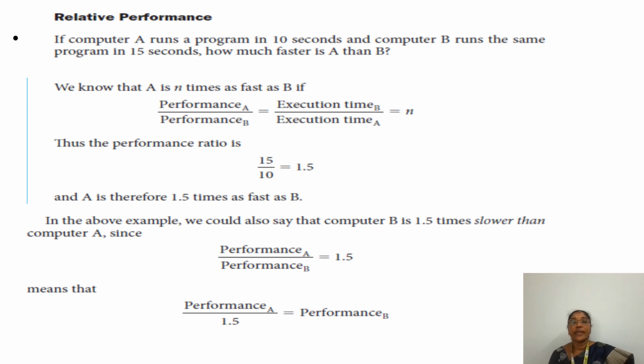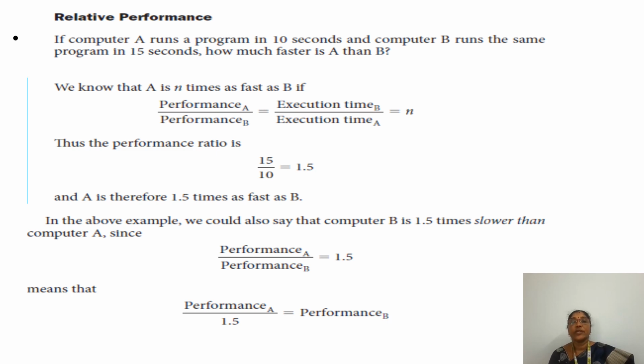For example, consider A has an execution time of 10 seconds, whereas B has an execution time of 15 seconds. So now we can calculate how much faster A is than B. For that we already know the formula: performance of A by performance of B is equal to execution time of B by execution time of A. Why have we given execution time of B as the numerator? Because the performance of A is represented as 1 by execution time of A, whereas the performance of B is represented as 1 by execution time of B, and hence execution time of B by execution time of A is equal to n.